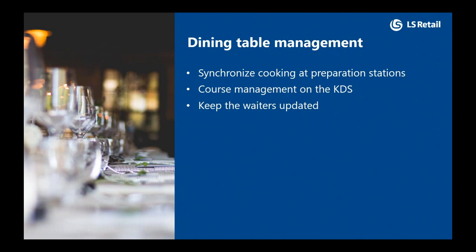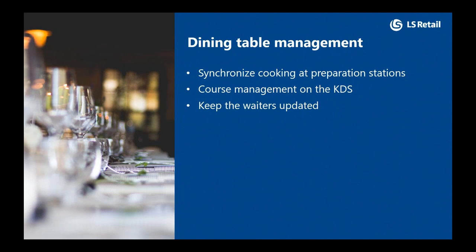The dining table management process is supported in many ways, such as enabling synchronized cooking at the display stations. This is done by setting cooking times on items or recipes in LS NAV, and when these are then sent to the KDS, the items that have the longest cooking time are highlighted, informing the chefs that they should start cooking that item, but wait with other items that are not yet highlighted. When other items in the kitchen order ticket are to be started, they become highlighted as well. And I will show this in more detail in our demo later in the webinar.